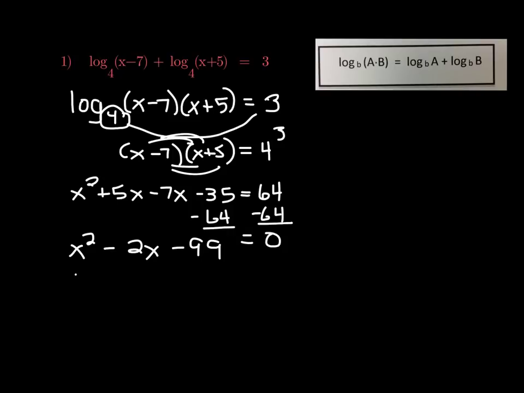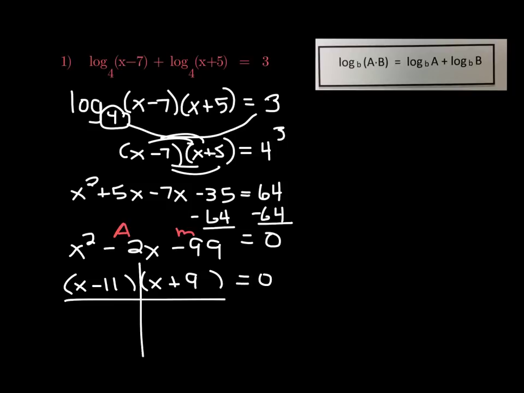So if I factor this, since I have an x squared, I'm going to put an x and an x. And then this is just two numbers that add to negative 2 and multiply to negative 99. So that'll be negative 11 and positive 9. All right, and then I'll make the t-chart and solve. So here I get x equals 11 and x equals negative 9.